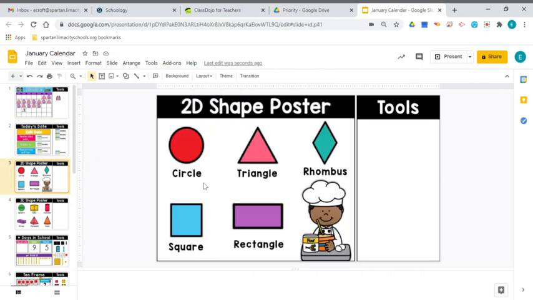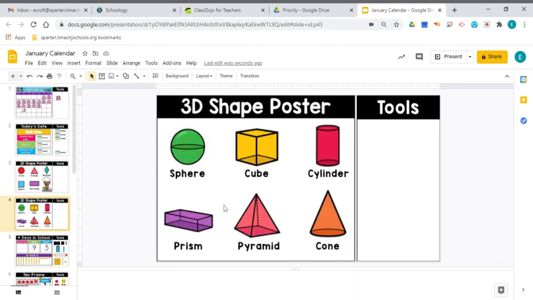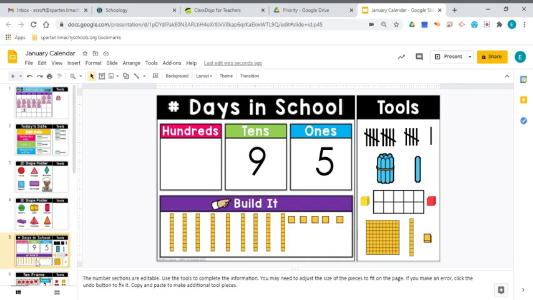All right. Let's go ahead and review our 2D shapes like circle, triangle, rhombus, square, and rectangle. And our 3D shapes: sphere, cube, cylinder, prism, pyramid, and cone.